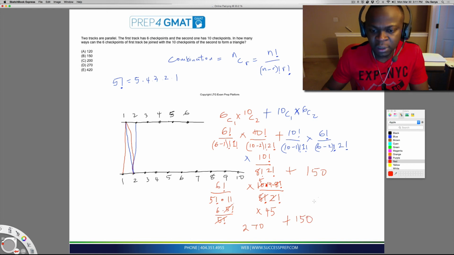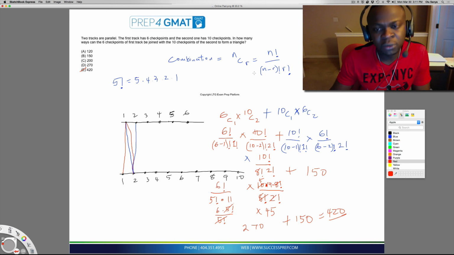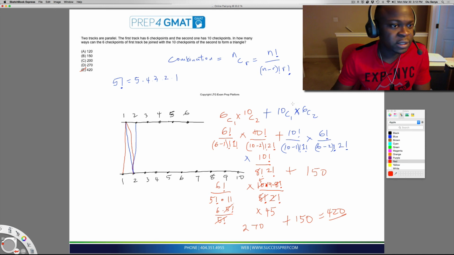So as a result, the answer to this question ends up being 420. And so the answer to this question is E, 420. It's a combination rule that we're using here, but you first of all have to really draw it out, really understand the checkpoints, understand how a triangle is formed, and off of that be able to look at the red triangle and what it needs to form a triangle, and the blue side and what it needs to form a triangle. And that's how you answer this question, and the answer is E, 420.